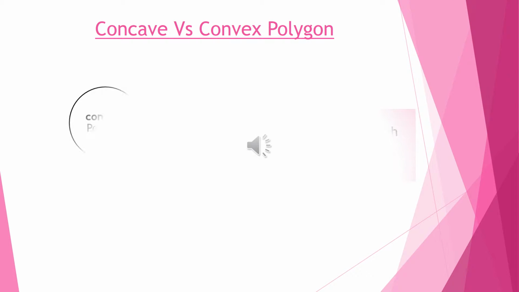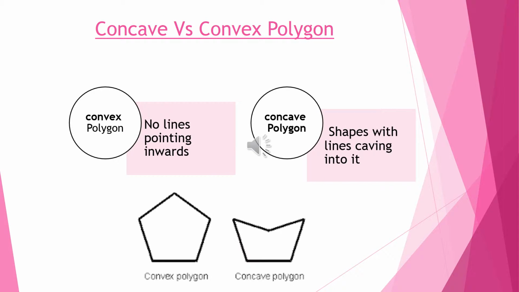To further categorize polygons, we can divide them into convex and concave polygon groups. A convex polygon is a polygon with no lines pointing inwards or inside the shape. A concave polygon is a shape with lines caving into it. For example, we could take a pentagon as a convex polygon while we took a star as a concave polygon.